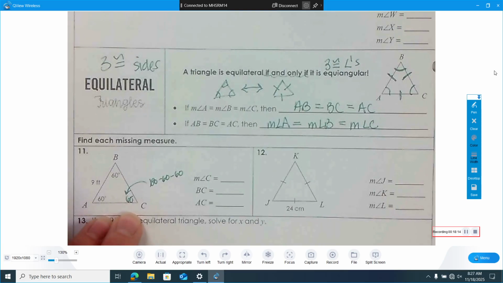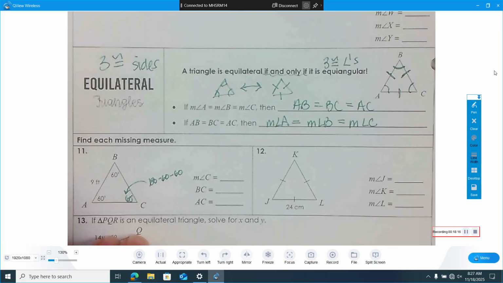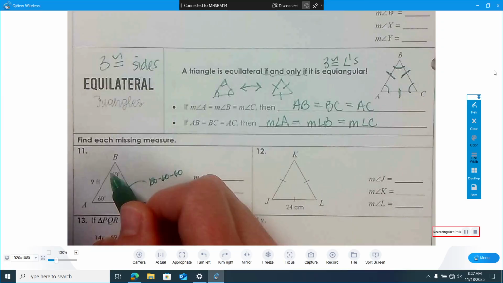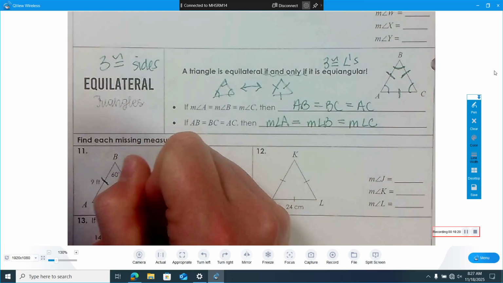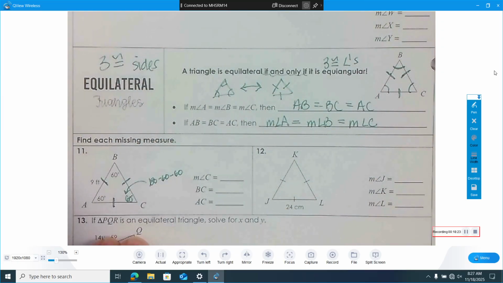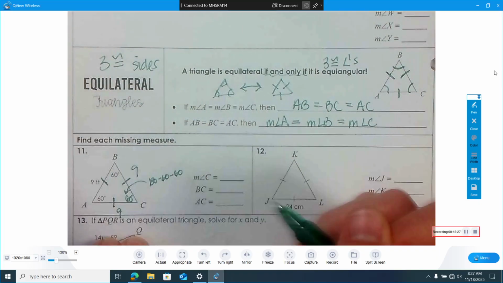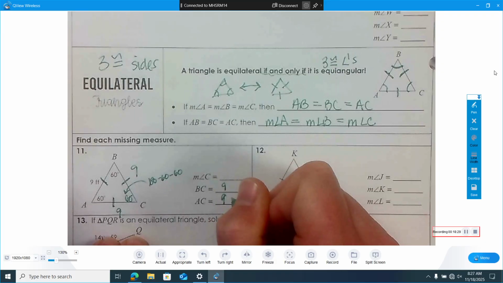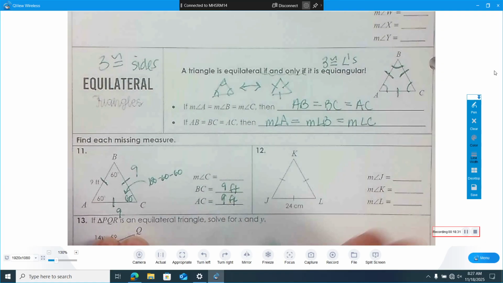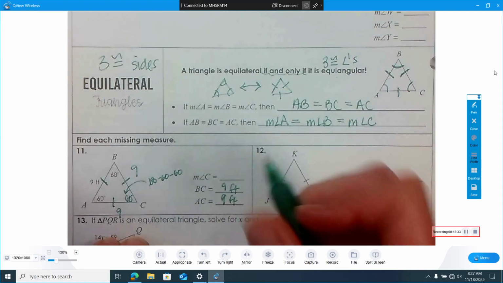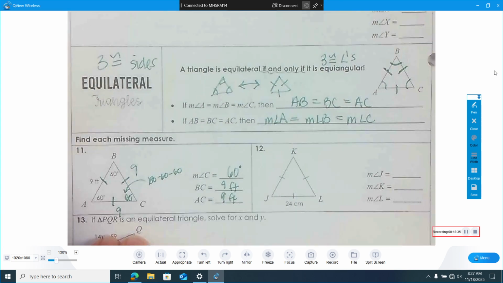So then would both BC and AC just be the 9 feet? Yeah, exactly. All 3 angles are congruent, which means all 3 sides are congruent as well. So all the sides are also 9 feet. It's a big, big triangle. The measure of angle C is 60 degrees.